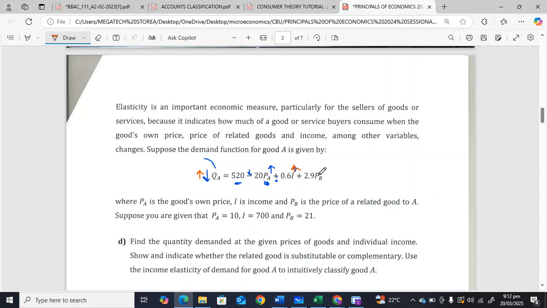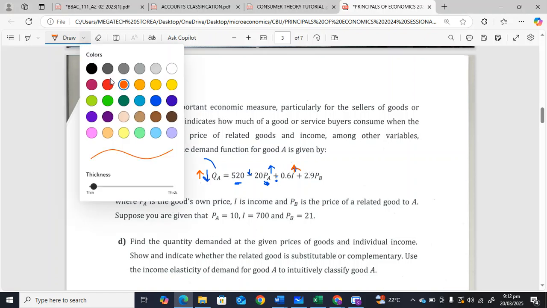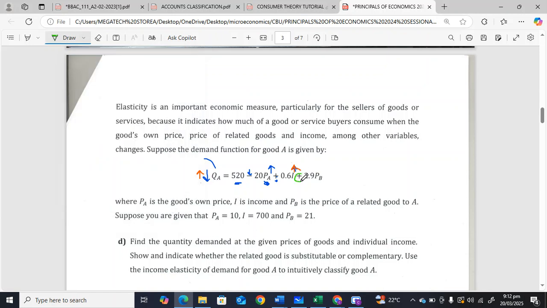PB, this is the price of good B, okay? It's also positive. The sign before the PB is a plus sign, which tells us if the price of good B goes up, the quantity demanded for good A is also going to go up, okay? So this is how you interpret these equations, all right? You look at the sign before the variable.